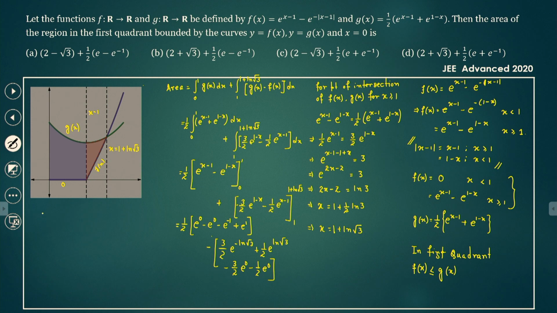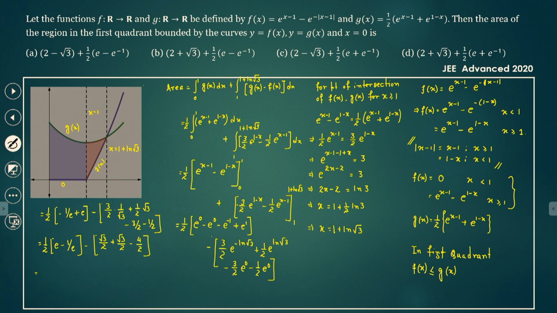Let's go ahead and calculate now. We'll get 1/2, e^0 gets cancelled, and we'll get minus 1/e plus e. And minus 3/2 times e^(minus ln root 3), which gives 1/root 3, plus 1/2 times root 3, minus 3/2 minus 1/2. So therefore we'll get 1/2 (e minus 1/e), minus root 3 by 2 plus root 3 by 2, and we'll get 4/2. Okay, that's it.